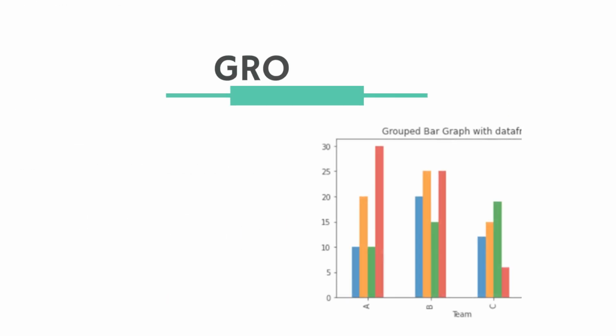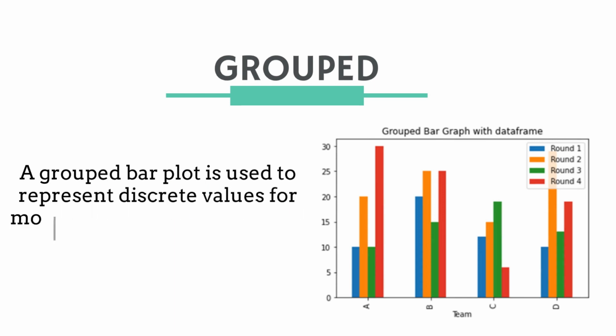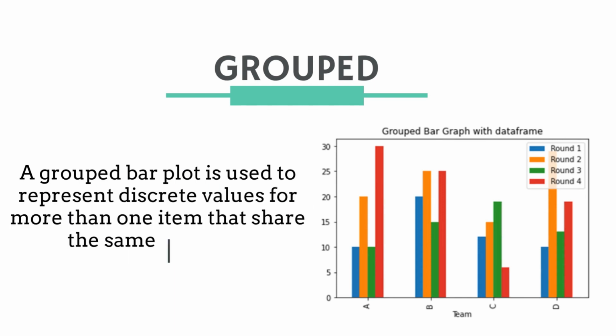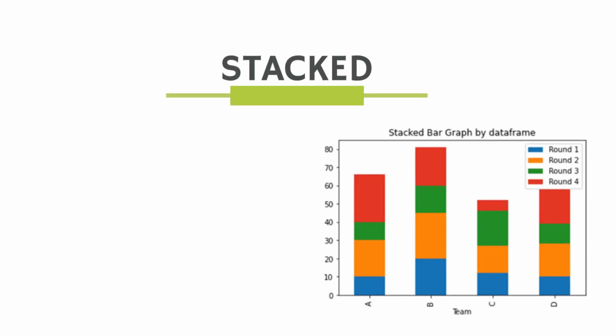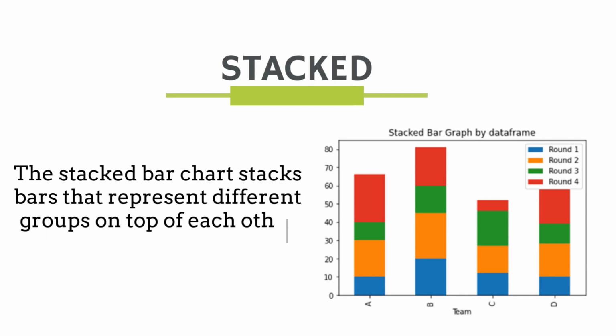Grouped graph. A grouped bar plot is used to represent discrete values for more than one item that share the same category. Stacked graph. The stacked bar chart stacks bars that represent different groups where each subgroup is displayed one on top of the others. It can be plotted by varying the thickness and position of the bars.